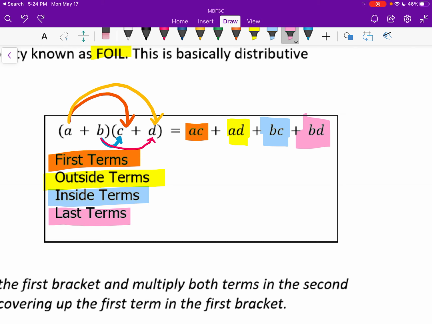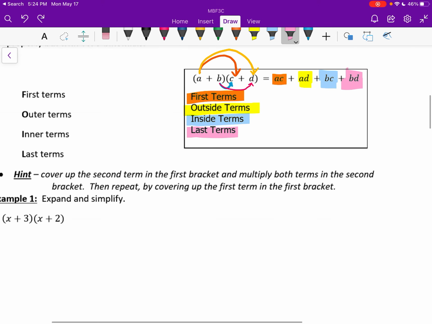Right? So what I like to do is I like to cover up the second term in the first bracket and then multiply both terms in the second bracket and then repeat by doing that for the first term. So I basically take the A and I multiply C and D, and then I take the B and I multiply C and D, and I know that I've now gotten all the terms.